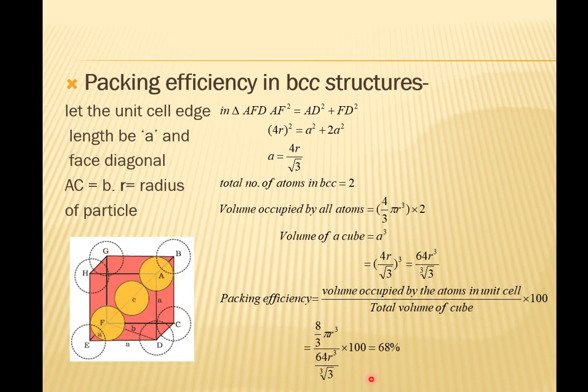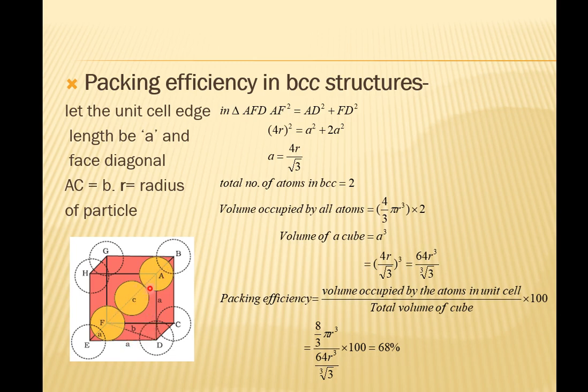Packing efficiency in body-centered cubic structure. This is a body-centered cube. This particle is present at the corner. This particle is also present at the corner. And this particle is present at the center of the cube. Again, the length of this unit cell is taken to be small a. FD is a face diagonal. Its length is represented by b.